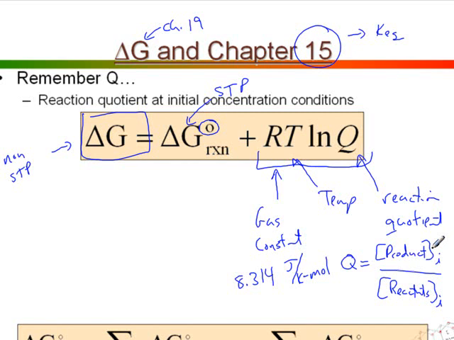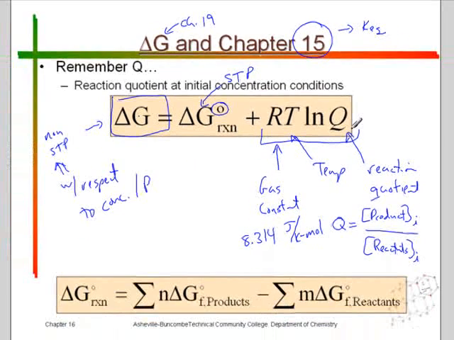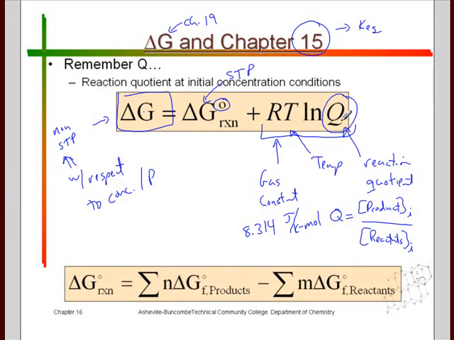There were too many products present, and so to reach equilibrium, it goes back the opposite way. So what we're doing, to calculate this delta G at non-standard conditions, again with respect to concentration or partial pressure, is we add this additional component that factors in the initial concentrations.